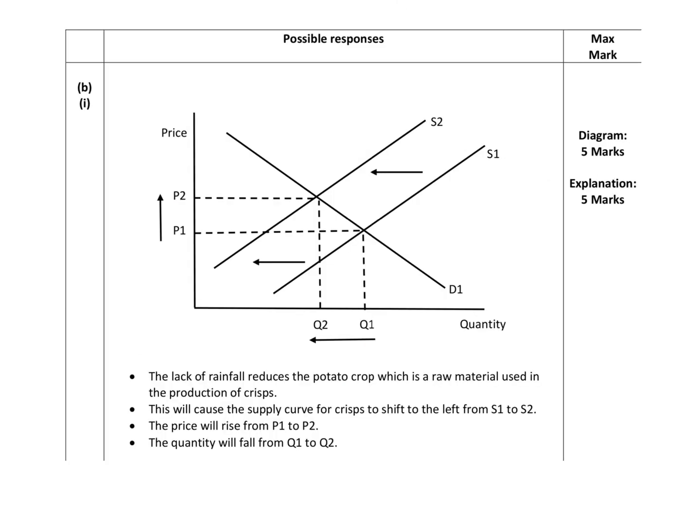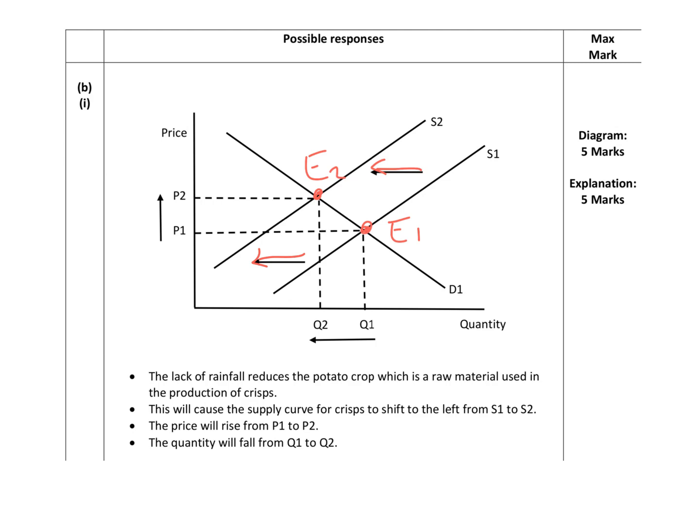So there is the diagram drawn. You are showing that supply is shifting left, which gives us a new equilibrium position. So we had equilibrium 1 and we've got equilibrium 2.